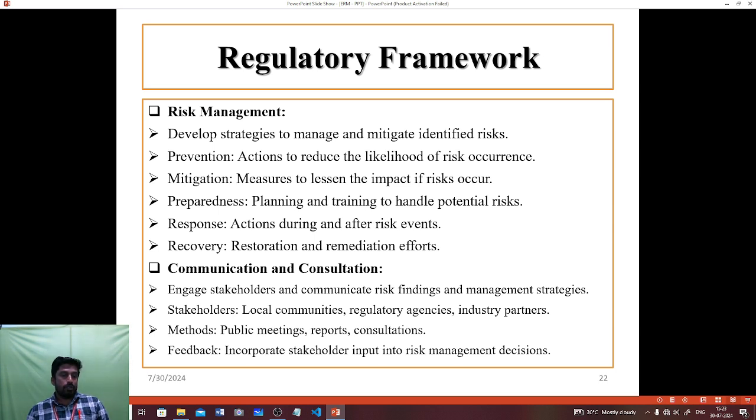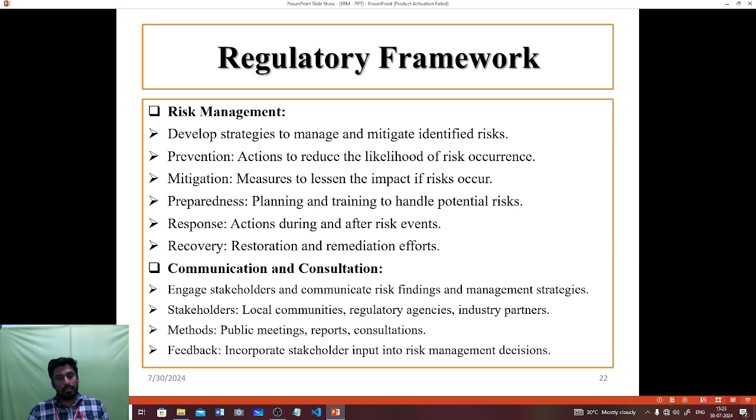And then the next one is communication and consultation. It is very important for the communication process. It is mainly focused on the stakeholders, the risk findings, the management strategies, the local communities, regulatory agencies and the industry partners. It involves the local communities: what are the risks caused by the particular event? So we find and give solutions, and we can find other places or other ways to work.